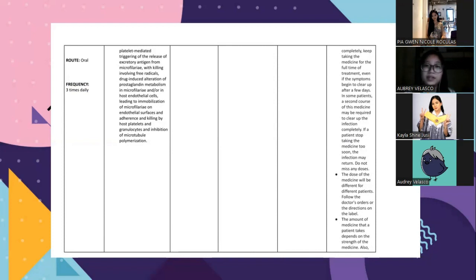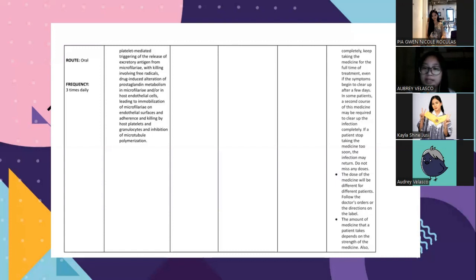Sometimes there will be a relapse on the medication, so we need to talk to our doctor. The dose of the medicine will be different for different patients. Like I've said a while ago, the dosage for a child and an adult is different. It may differ from patient to patient.